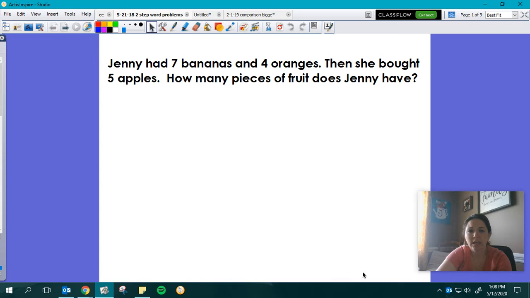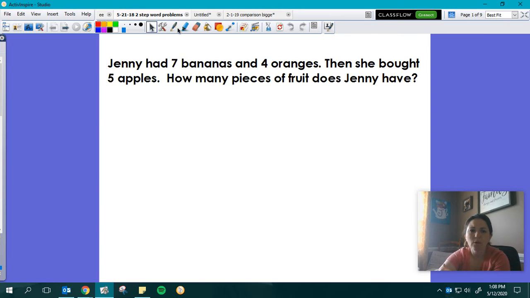So it says Jenny had 7 bananas and 4 oranges. Then she bought 5 apples. How many pieces of fruit does Jenny have? So you have to do 2 steps to solve these problems. 2 steps mean you should solve one part, get an answer, and then solve a second part, and make sure that at the end you put your equation as one long equation, or make sure that if it's 2 different equations that you explain that somehow to your teacher.